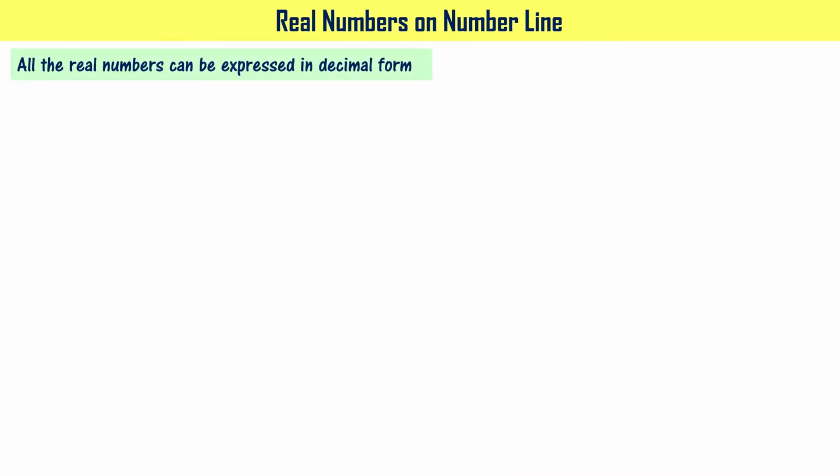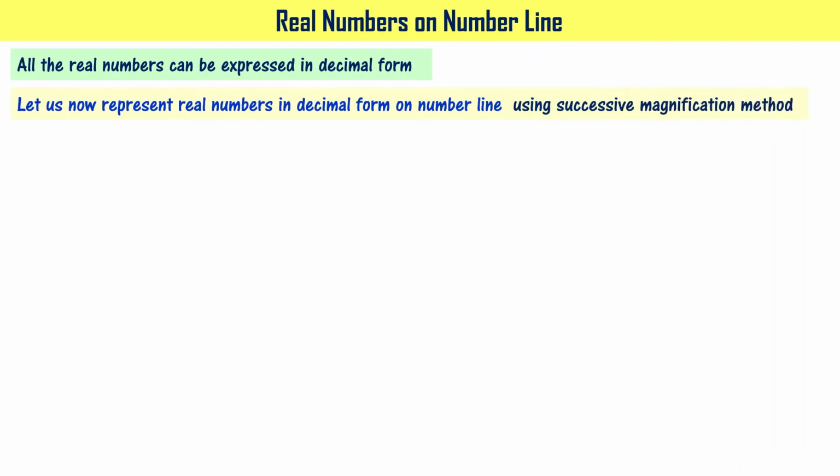We said that all the real numbers can be expressed in decimal form, right? Let us now represent real numbers in the decimal form on number line. What we have learned earlier is some of the real numbers like rational numbers given in the rational form we could represent on the number line, and we could also represent numbers such as root 2, root 3, etc. on the number line, right? Now we want to represent real numbers in the decimal form on number line using successive magnification method.